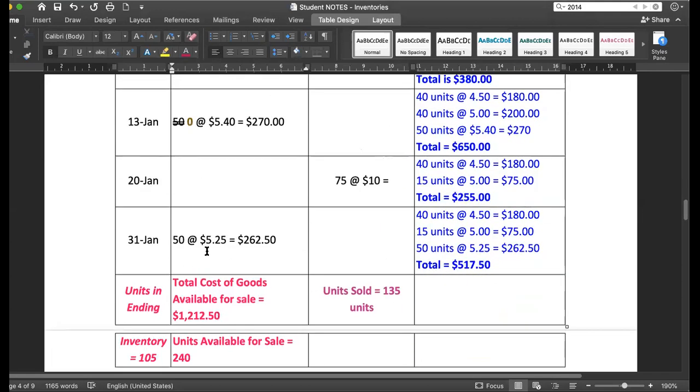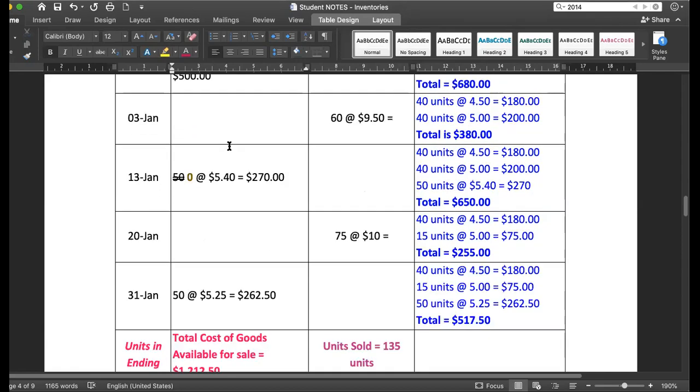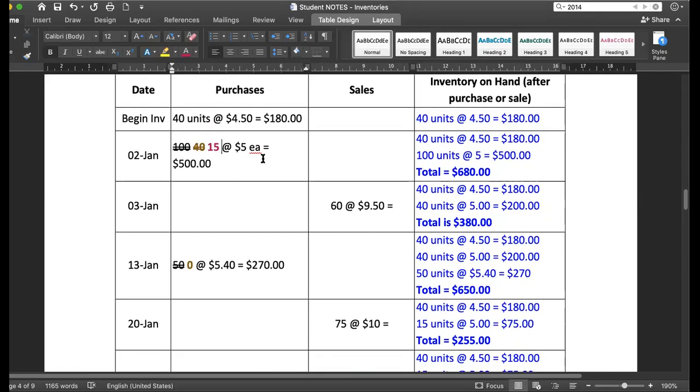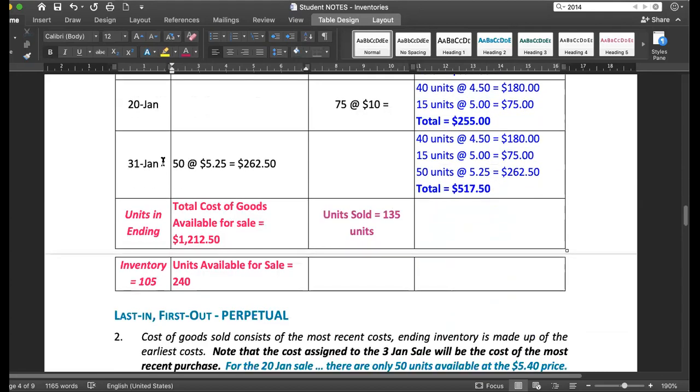And then the 31st of January, we have these 50 units that were purchased at $5.25 each. So what's on hand at the end of the month? Well, the 40 units at $4.50. If I go back here, this cost is still on hand. 15 at $5, and then 50 at $5.25. So this gives us a total. So this is the ending inventory, right?